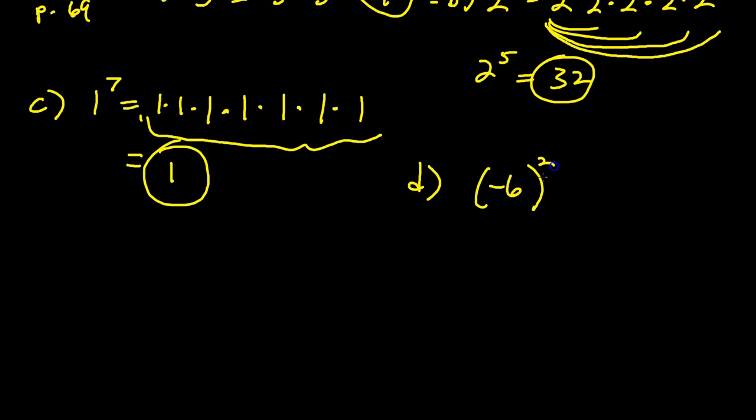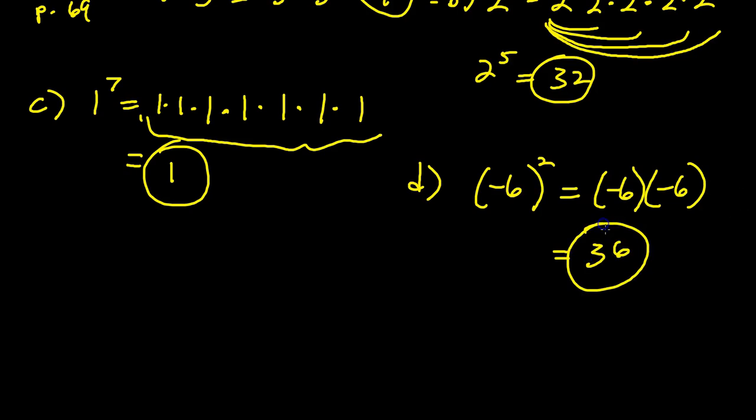Let's look at part D for this example. Minus 6 squared, well, if I square minus 6 or raise minus 6 to the 2 power, that means I multiply 2 factors of negative 6. And of course, from our section on multiplication of real numbers, we know that negative 6 times negative 6 is positive 36.